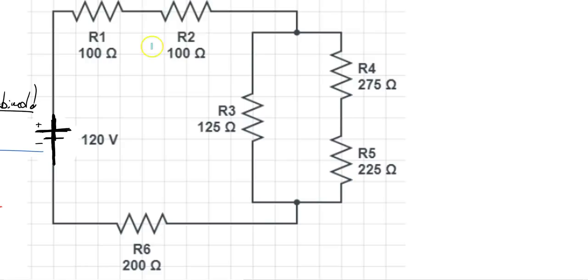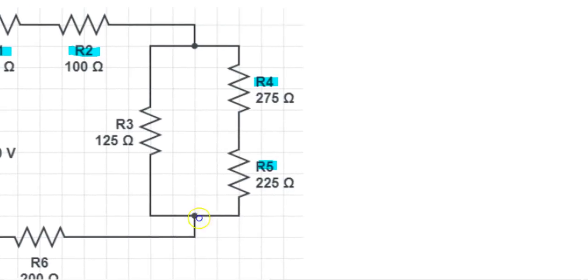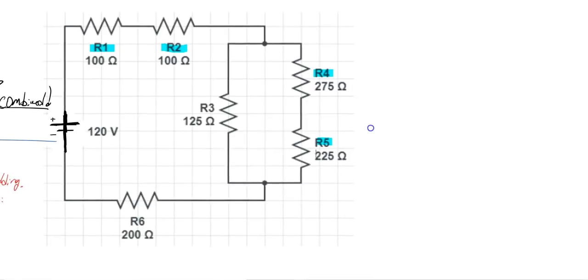So the first thing that we're going to do is combine R1 and R2 because they're in series with each other, and then we'll combine R4 and R5. Okay, so what we want to do is put these in and just make it into one resistor, because 100 and 100 is the same thing as just 200, right? So we can just simplify it and have fewer resistors, and that will make our lives easier.